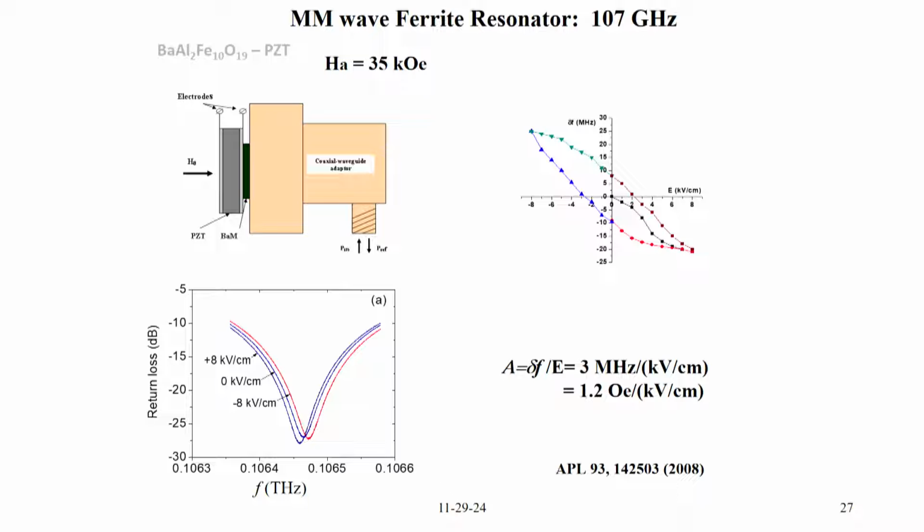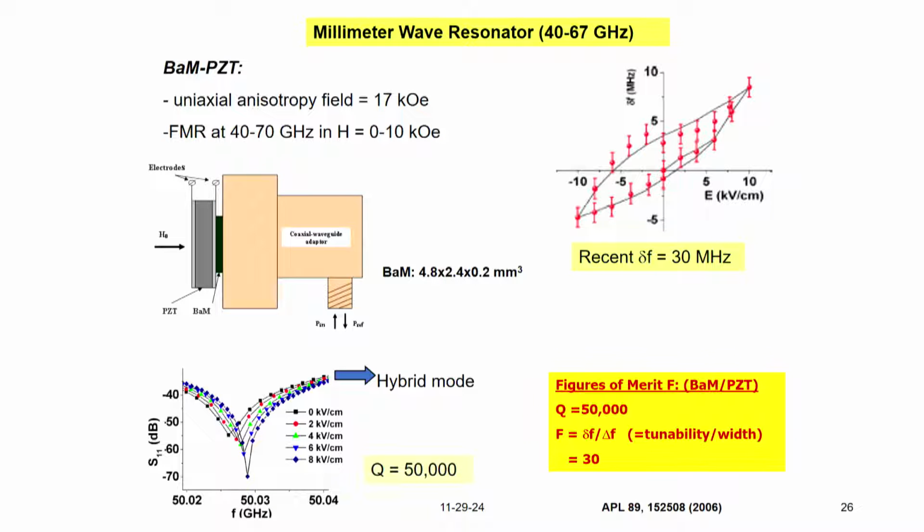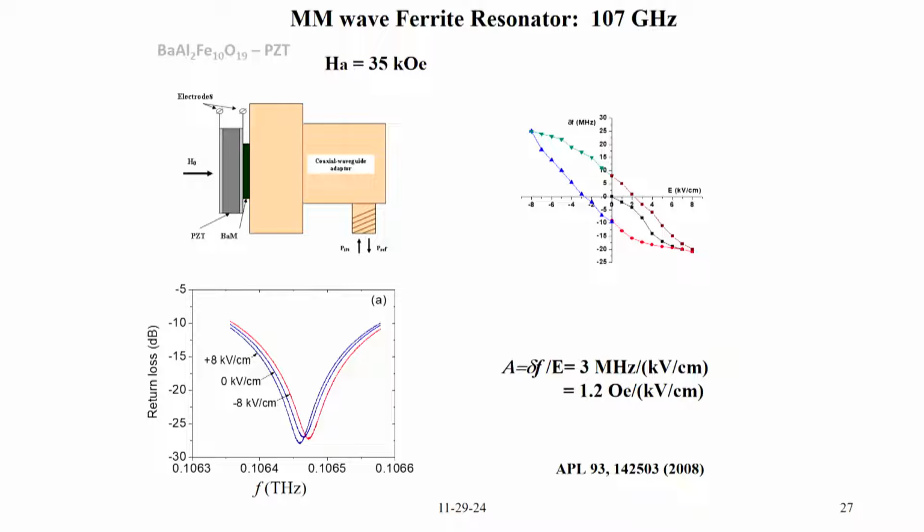This is the same device, and this one is pure barium ferrite, and this case is with aluminum substitution, and the FMR is seen at 106 gigahertz, and the tunability is 3 megahertz for 1 kilovolt per centimeter of electric field.